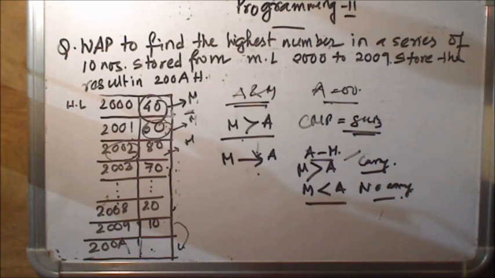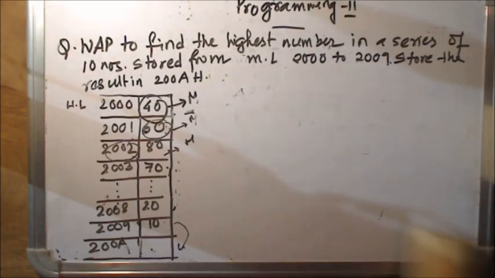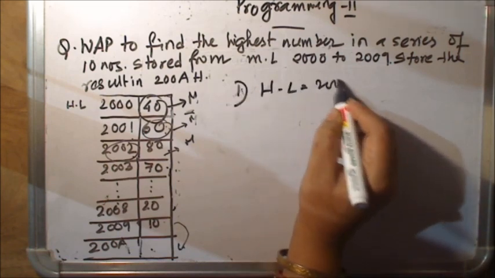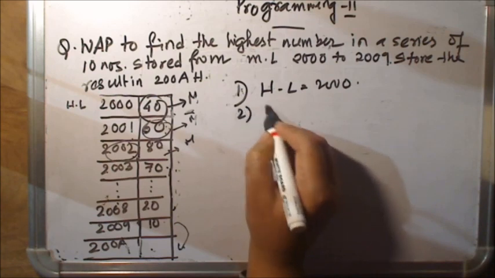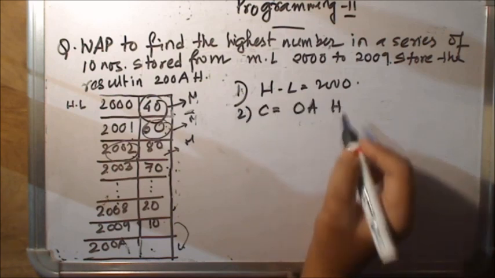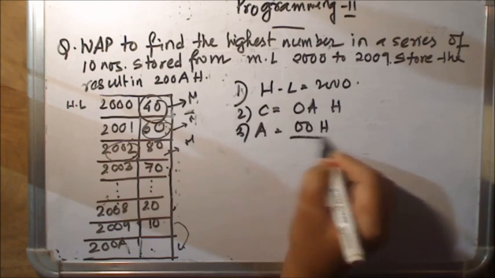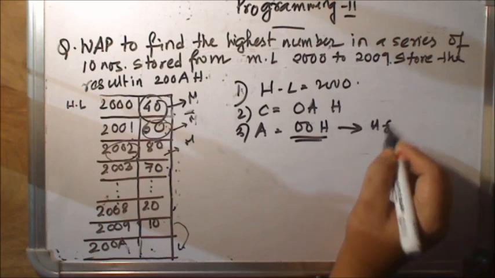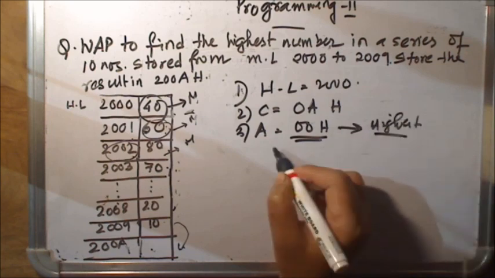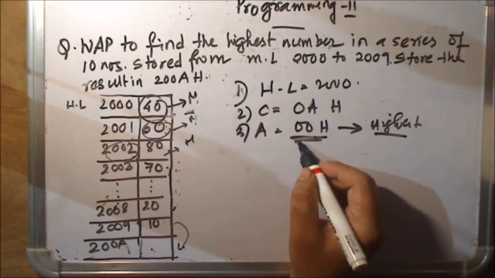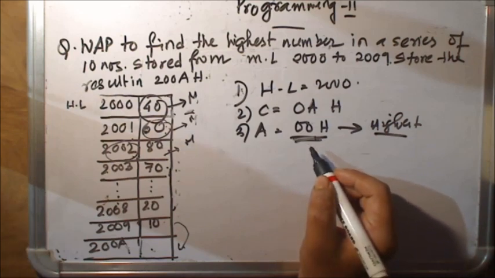So the first time, tell me the whole logic. If you can tell the whole logic by yourself, you can write the program on your own. What is the first step? We will initialize the HL pair with 2000. Then we will initialize the count C with the number 08. Then we will initialize the register A with 00. We will assume this as the highest number first. We will be comparing all the numbers with A. So these are your 3 initializations.